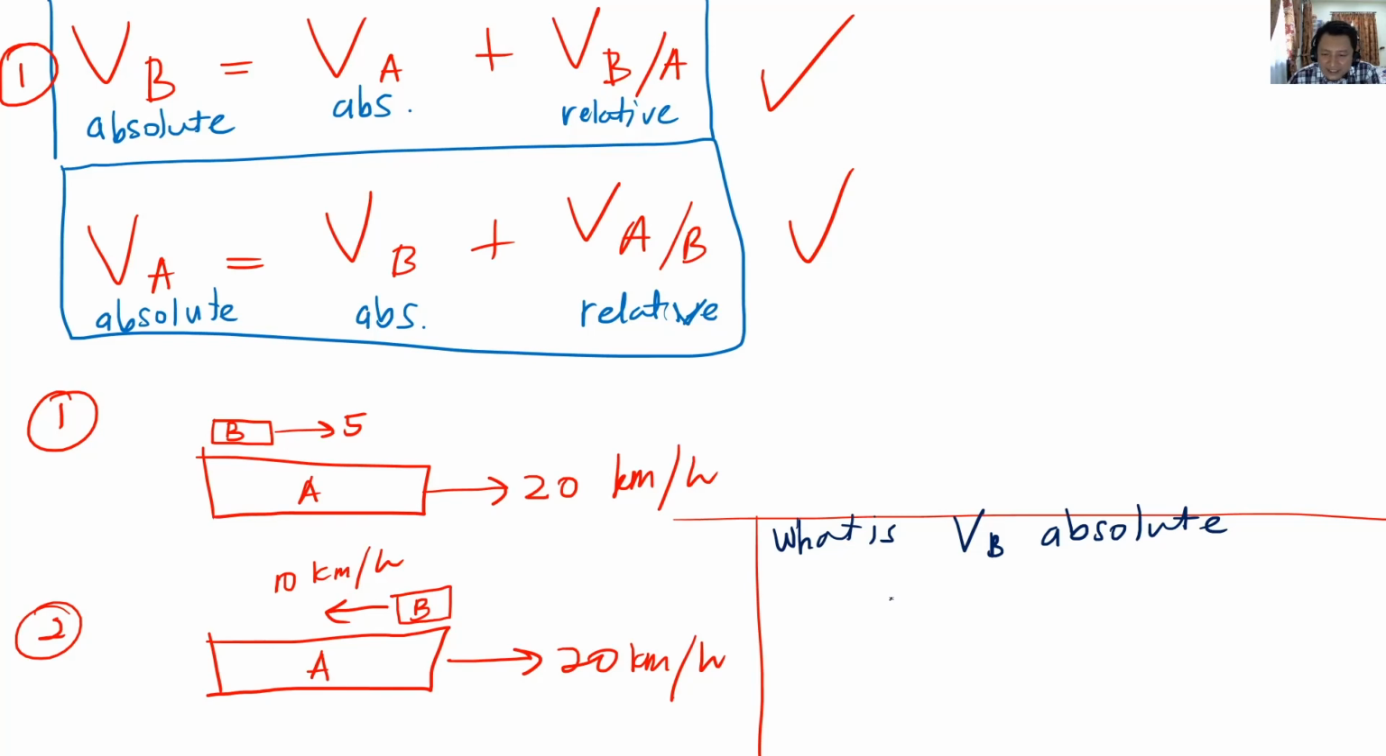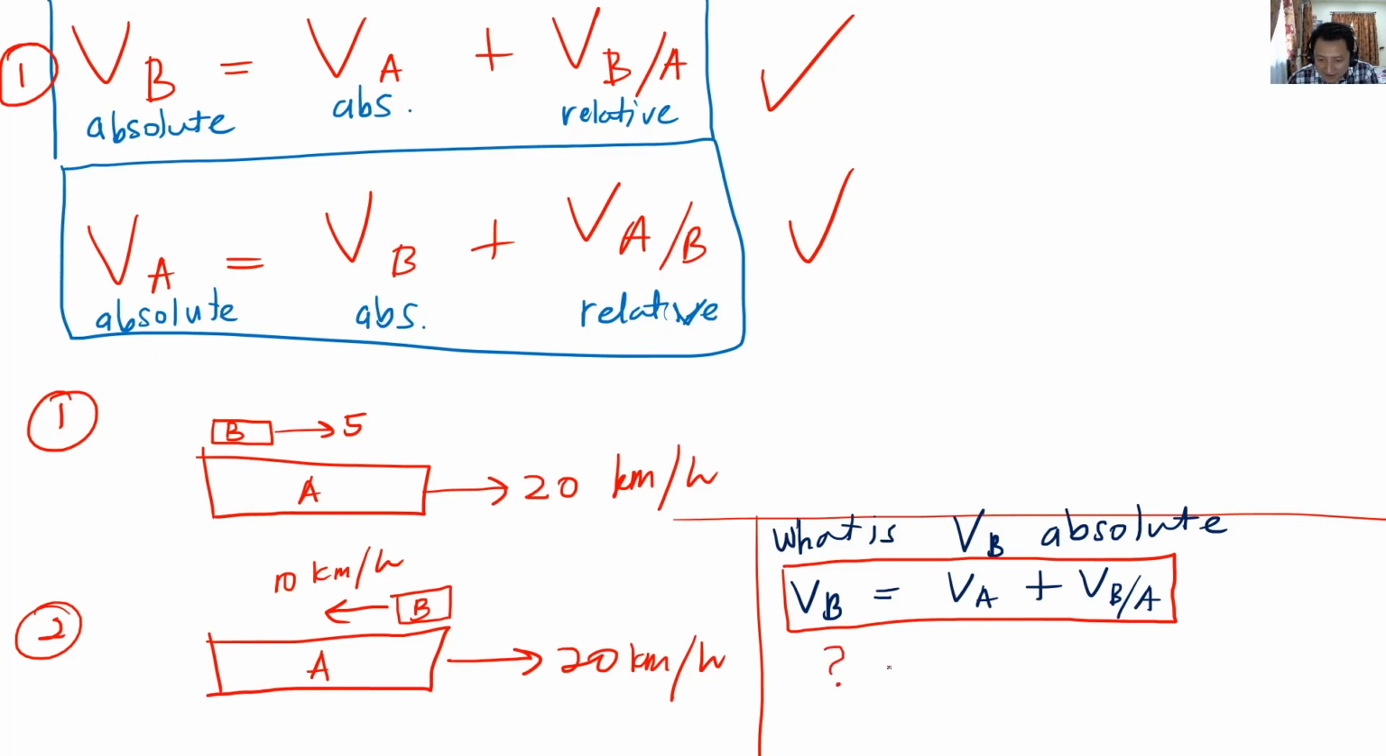What is the absolute velocity of VB? Use whichever equation. Of course, I think you use the first equation. VB is equal to VA plus VB, but this VB is relative to A. That is the equation that you use. This one.